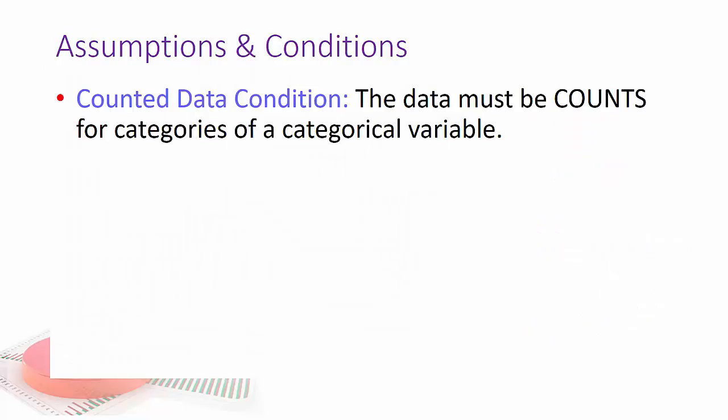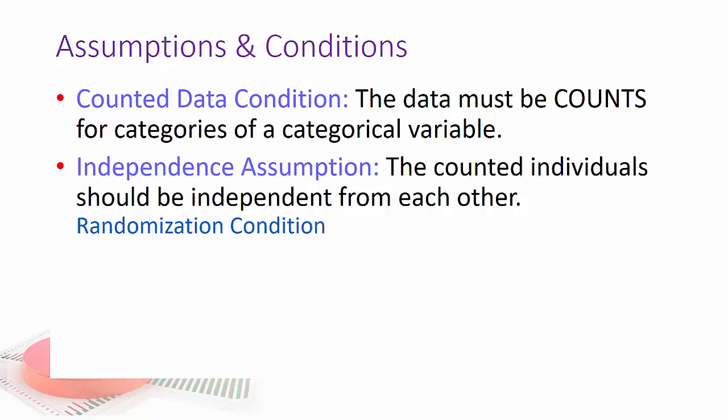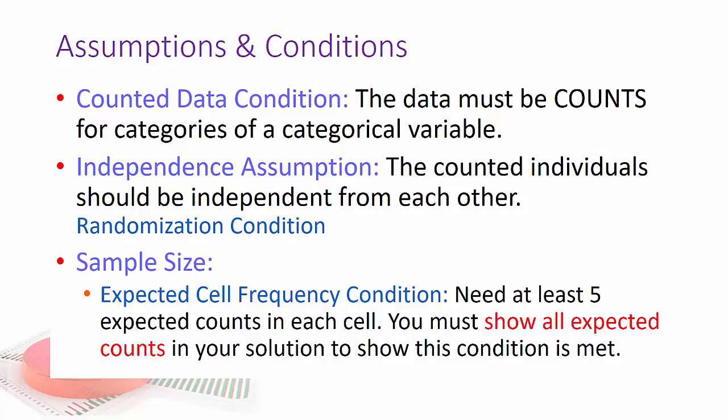So what are some assumptions and conditions that you have to meet? Well, it has to meet the counted data condition. The data must be counts for categories of a categorical variable. It's not like measurements, but counts. The counted individuals should be independent from each other to meet the randomization condition. If they tell you that it's representative, that also works. There is one extra new rule we haven't had before. It's similar to remembering n times p is greater than 10. For this one, we need expected counts of at least 5 in each cell. If you don't have 5, we haven't met all of our conditions.